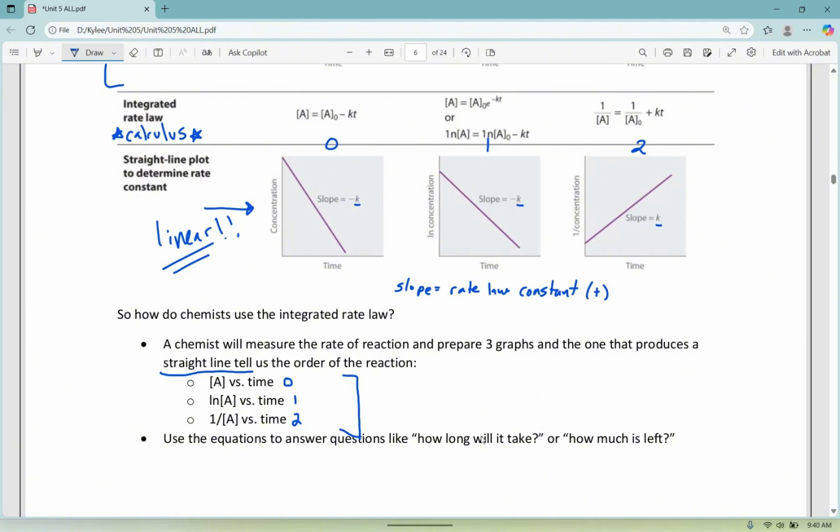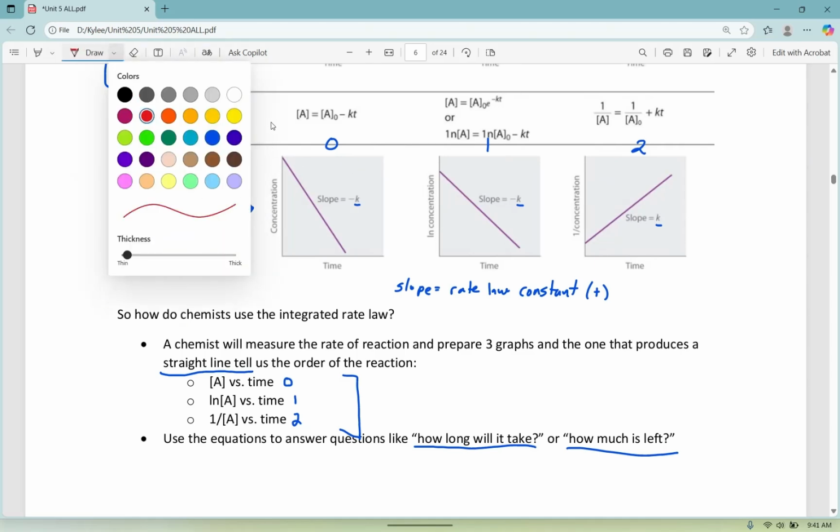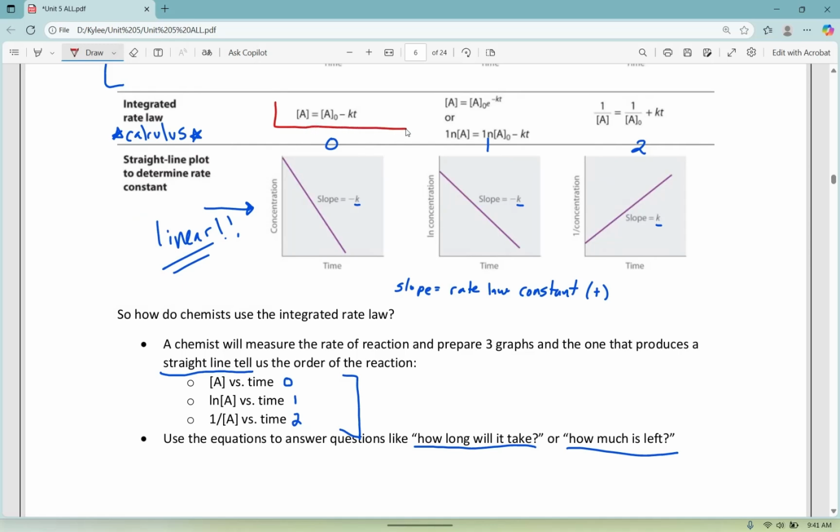Now, we can also use this to answer questions like how long will it take or how much is left after a certain amount of time, because we have a t component in each of our equations. We have time as t, and then k is our rate law constant. And the fun part about these equations is they are actually listed on your equation sheet. So you don't have to have these memorized. What I'm highlighting here in red, those are listed on your reference sheet.